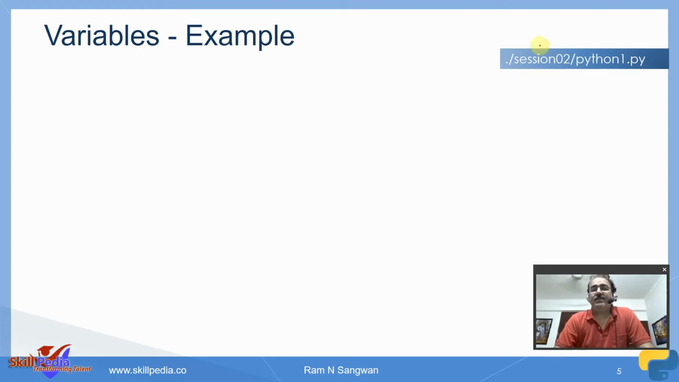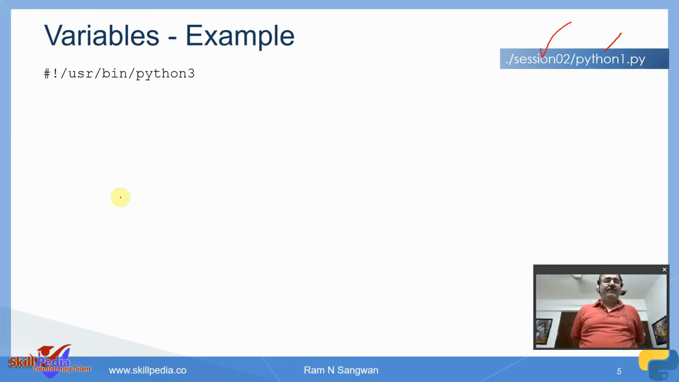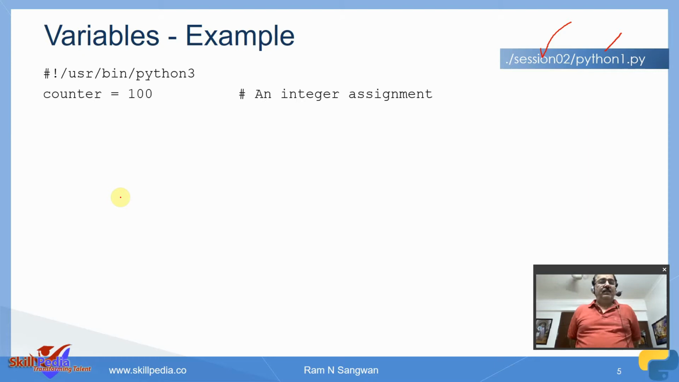This is stored in the session 2 directory with the name python1.py. The first line is the shebang, as I explained in the previous lecture, lecture 1: /usr/bin/python3. This is the interpreter I'm going to use for this program. counter = 100 is an example of assigning an integer value to a variable. It assigns the value 100 to the variable counter. We have not declared it, so it is declared at the time of this assignment itself.